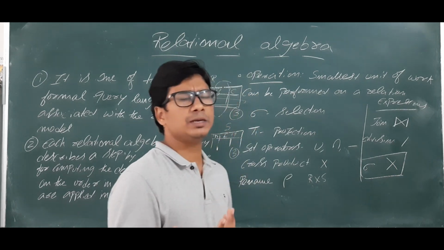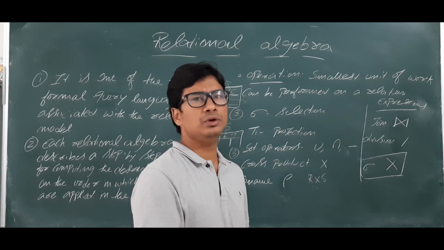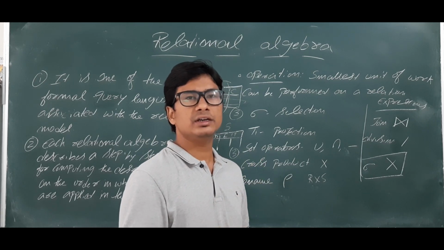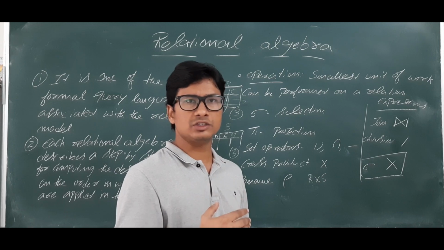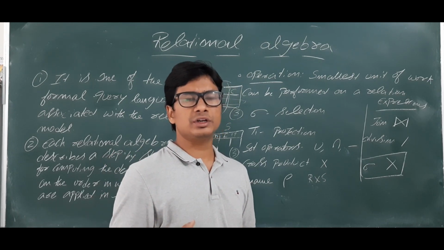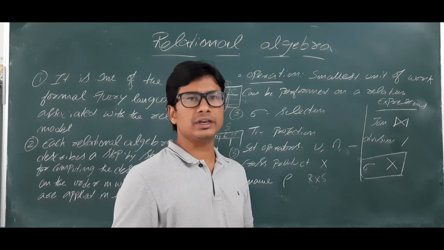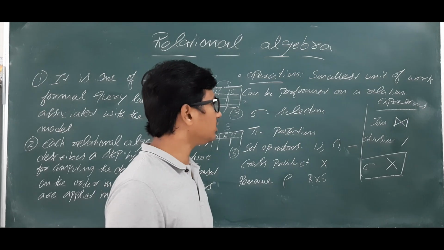We have various types of joins. Inner join, outer join. In inner join we also have equijoin, natural join, conditional join, theta join. And coming to the outer join, we have left outer join, right outer join, full outer join. All these things we will discuss in the coming classes slowly. So don't worry, in the first class itself I cannot discuss everything about relational algebra.